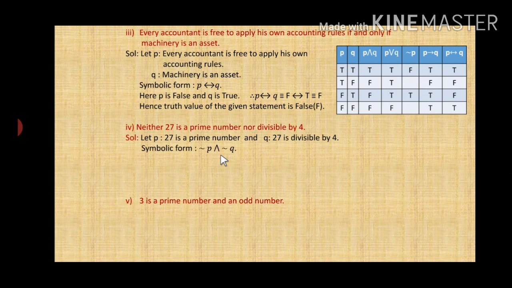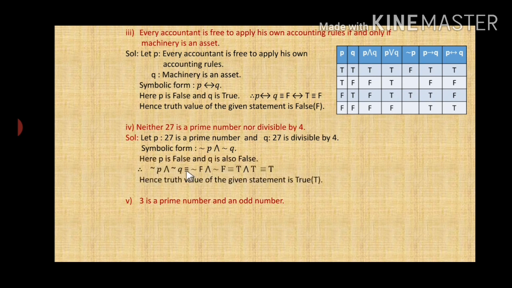Correct? Now the truth values. What is P? 27 is a prime number. False. Q, 27 is divisible by 4. Again false. So the truth value of P and Q is false. But in the statement we have negation of P and negation of Q. That is negation of F and negation of F again. So negation of F is true. So we get true and true, that is true. See over here you can see T and T is T. So the truth value of the given statement is true.